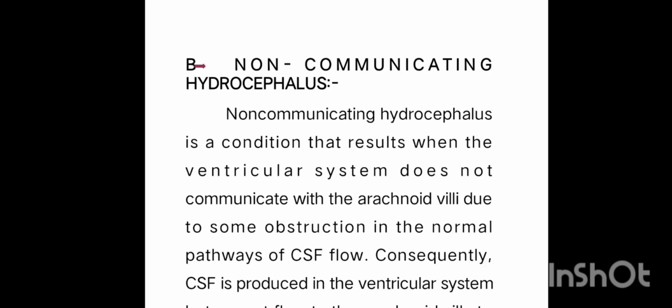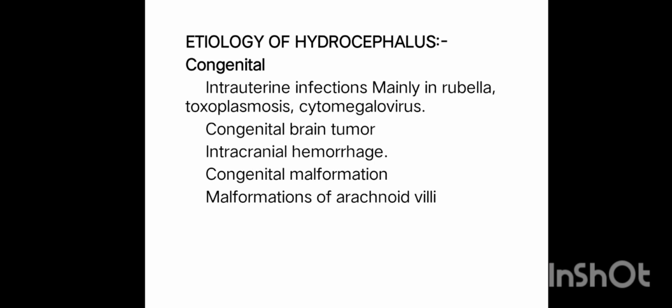Next we are going to see non-communicating hydrocephalus. Non-communicating hydrocephalus is a condition that results when the ventricular system does not communicate with the arachnoid villi due to some obstruction in the normal pathway of CSF flow. Consequently, CSF is produced in the ventricular system, but there is an obstruction causing failure in the reabsorption of the cerebrospinal fluid. Non-communicating hydrocephalus is otherwise known as obstructive hydrocephalus.